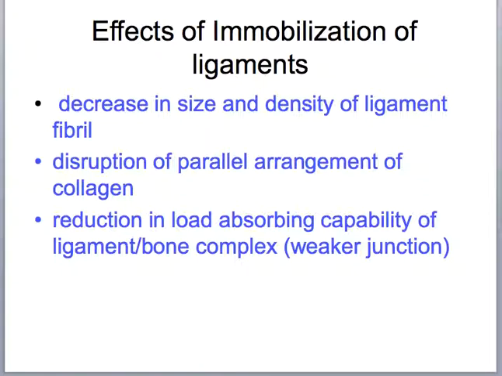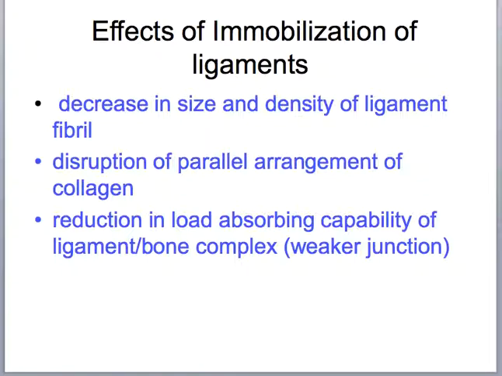And there is a reduction in the load-absorbing capability of the ligament-bone complex, so where the ligament and bone meet. That's the weakest junction. So it's important to get athletes moving safely. So range of motion is really important when we're talking about post-ligament injuries. Otherwise, we have some decreased effects of this immobilization, which are listed here, which you need to know.